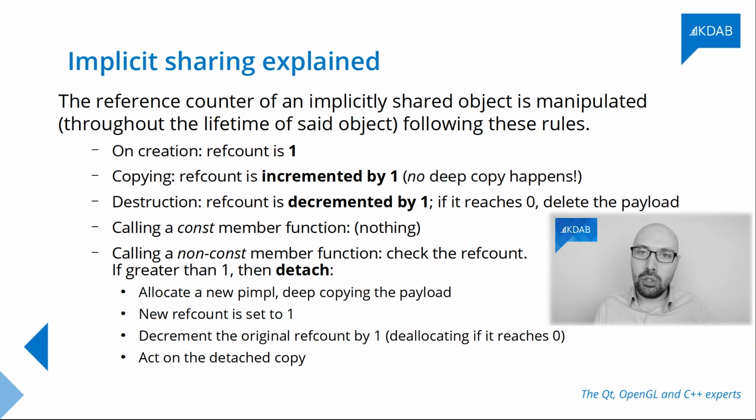Okay, so you're going to detach from the shared pinball, and the detach means allocate a new pinball, deep copy the payload, the new reference counter is set to 1, the old reference counter is decremented by 1, and if it reaches 0, then you're going to destroy it. And then everything you need to do, so your non-const mutation, whatever it is, is going to happen on the brand new copy, the copy you just did. All right, so that's a lot of things, but hopefully that should explain what implicit sharing is and how it works.